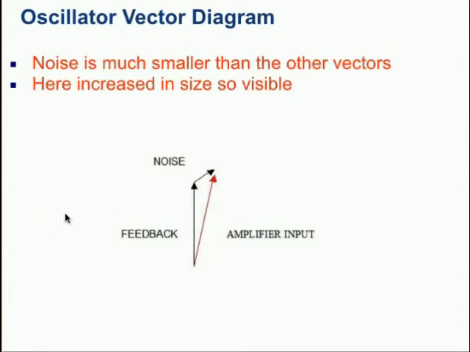So the noise vectors very simplistically look like this. We have a feedback vector, to that is added the noise at the input of the amplifier, and this resultant is the input to an idealized amplifier that has no noise in it. But actually the noise is very much smaller than the other two vectors, so we've changed the proportions here so we can see it.